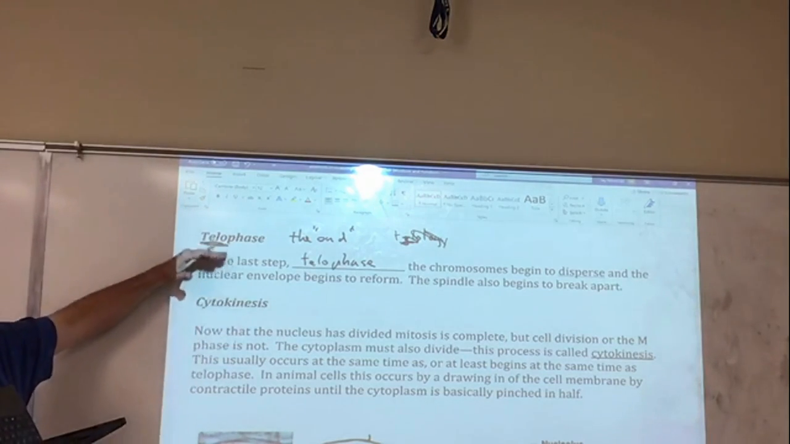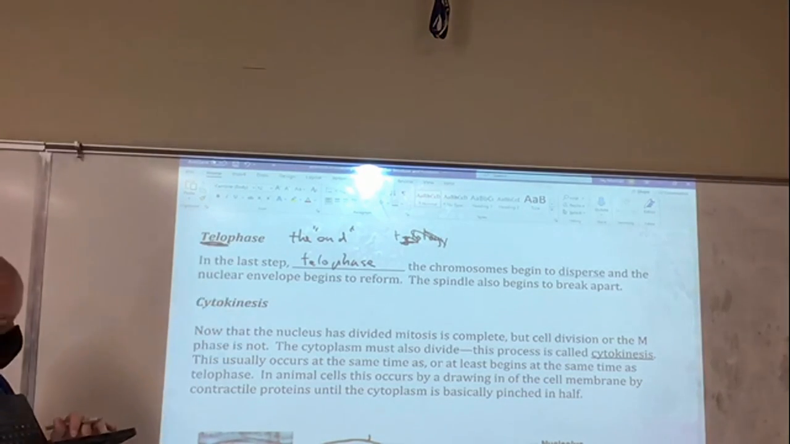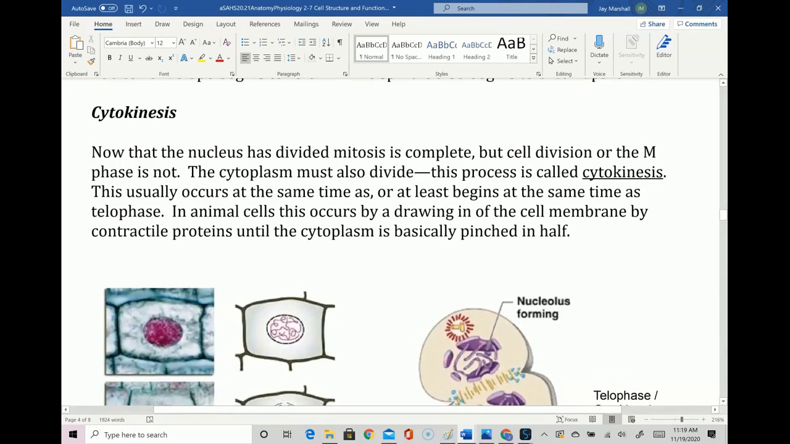And then usually at the same time, the nucleus has divided, mitosis is complete, but cell division, or the M phase, is not complete. The cytoplasm also has to divide. This is cytokinesis. This usually occurs at the same time, or at least begins at the same time as telophase.